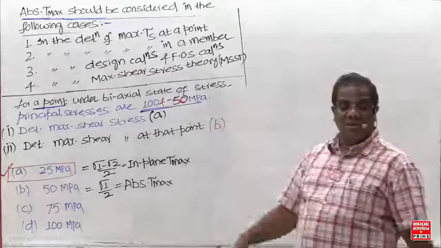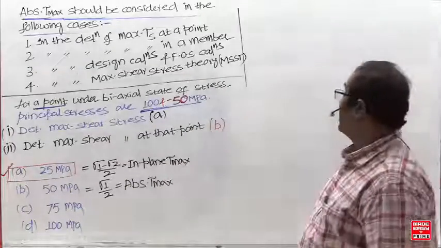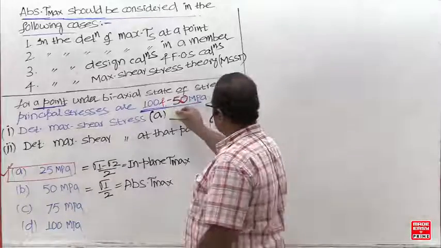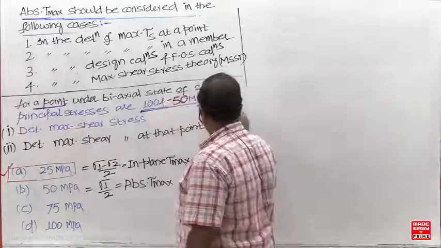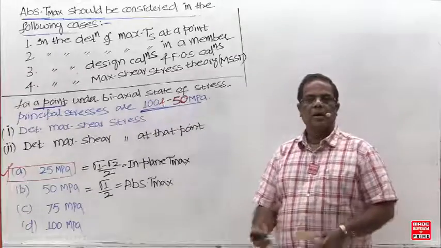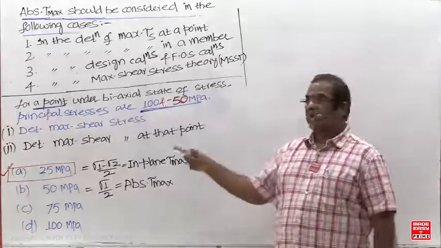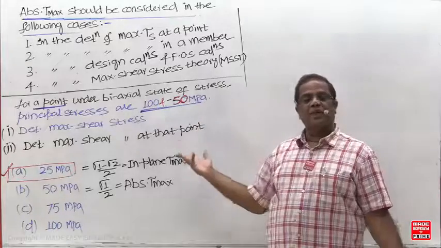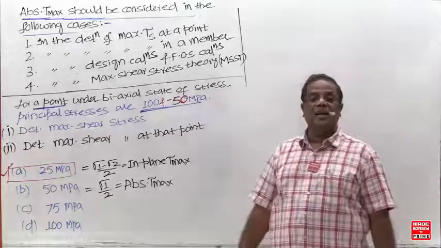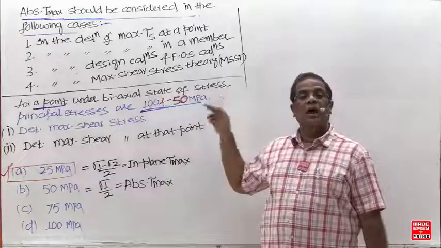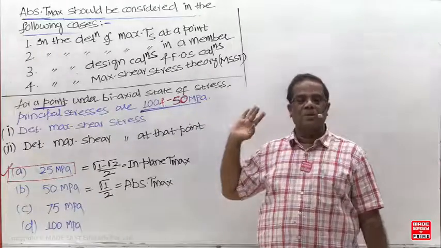Now if the question is given like this, 100 and minus 50. Now in this case, shall I take in plane or absolute? Anyone you can take, because both are going to be equal in magnitude. The in plane is (sigma 1 minus sigma 2) by 2. Absolute is also (sigma 1 minus sigma 2) by 2.